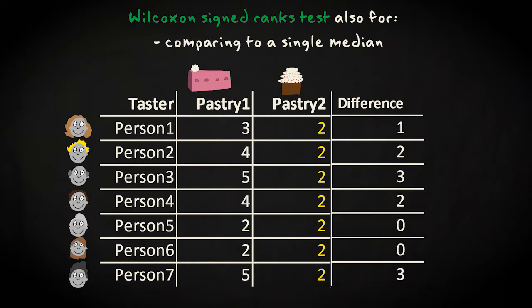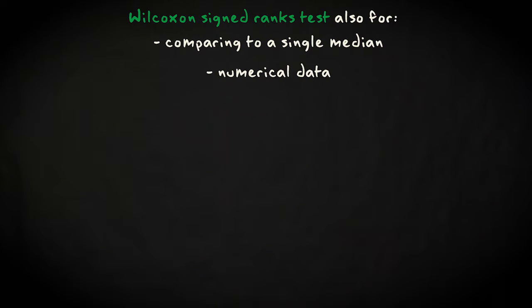Without any changes to the method, the signed ranks test can also be applied to numerical data. If you have paired numerical data, you would subtract the values per case and then proceed as in the previous example by ranking the differences. And with a single sample of numerical data, the values would be compared with the theoretical median.